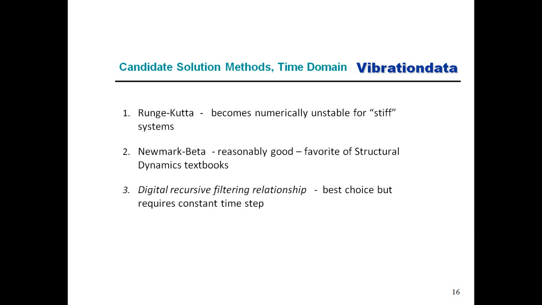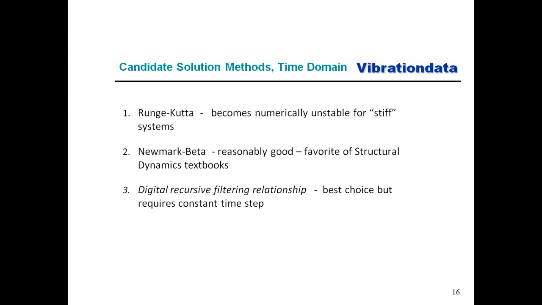And one of the drawbacks about the digital recursive filtering relationship is it requires a constant time step. Whereas with Runge-Kutta and Newmark Beta, we can have a variable time step. And some of my structural dynamics colleagues that I sit next to do have forcing functions or base excitations where they do have a variable time step. So that's why I like to use, for example, the Runge-Kutta method.